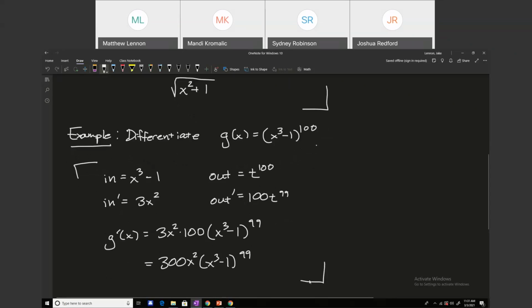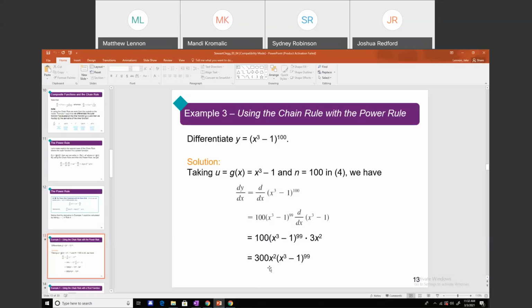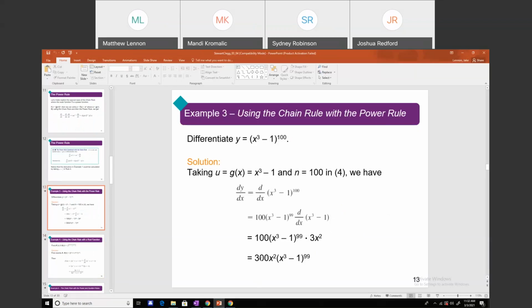And that's it. As mentioned, I don't think there's a need for an additional rule with the power rule versus any other rule. The setup is exactly the same using the chain rule. Okay, let's have a look at the next example. Notice we got the same thing, 300x squared times x cubed minus 1 to the 99.